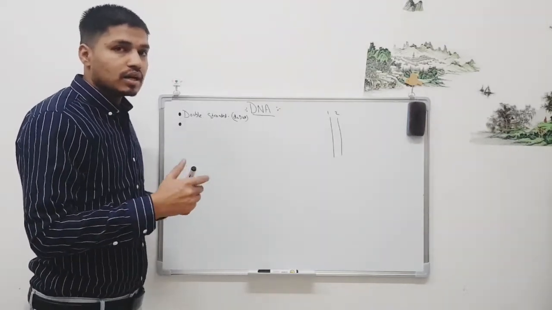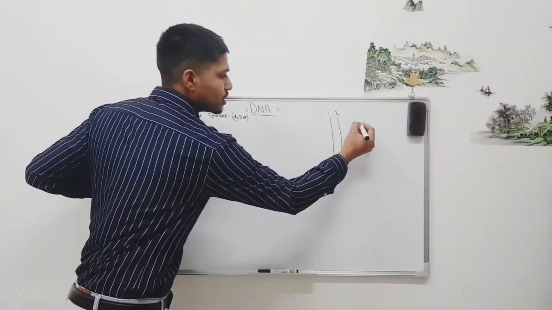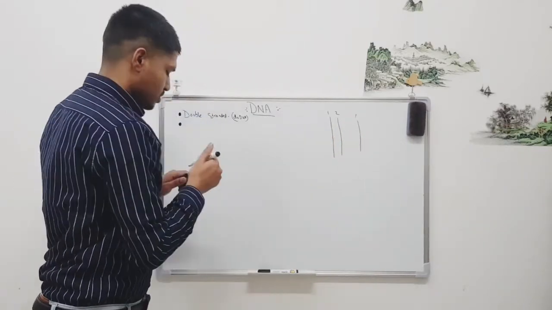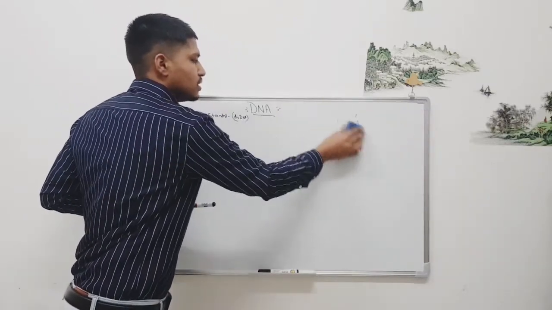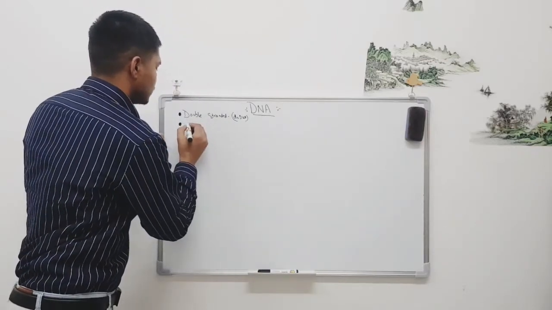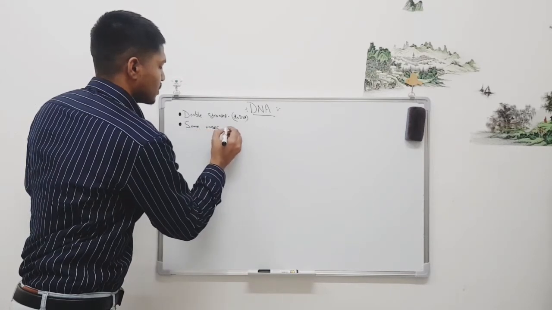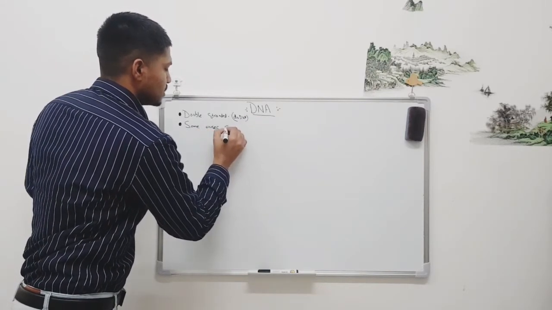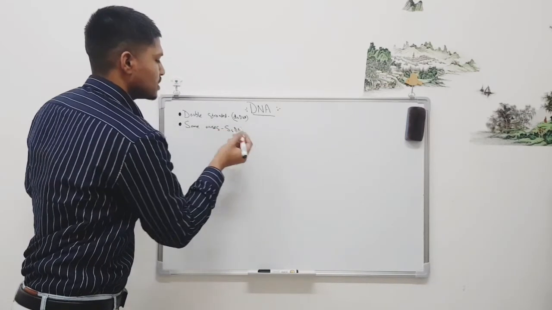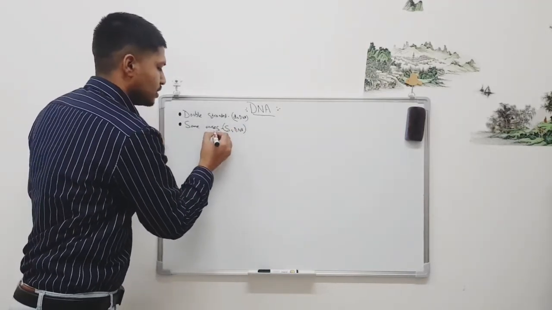In some viruses, the DNA molecule is single-stranded, just like this. So what kind of viruses are these? In some viruses, the DNA molecule is single-stranded. Now, what kind of viruses are they?